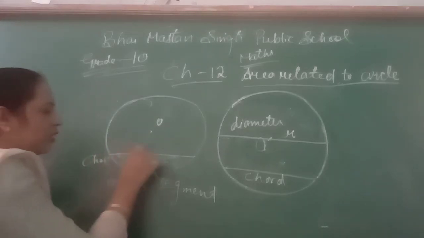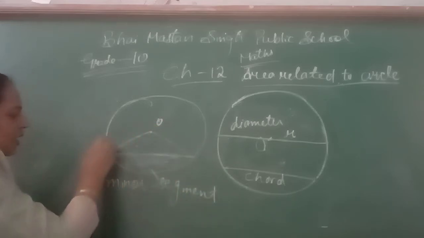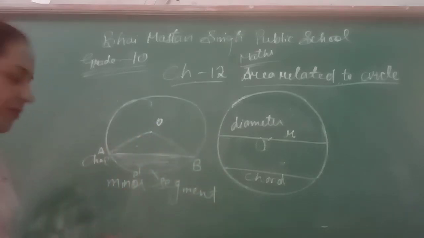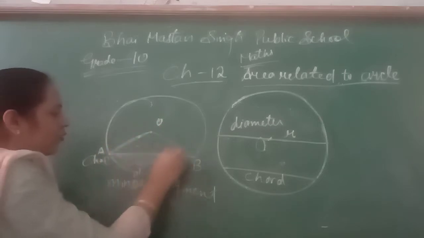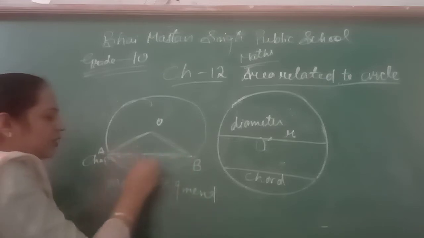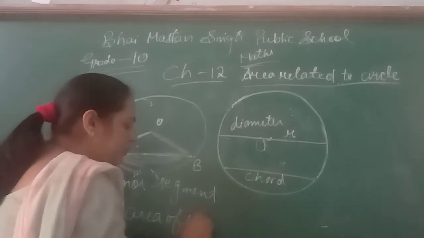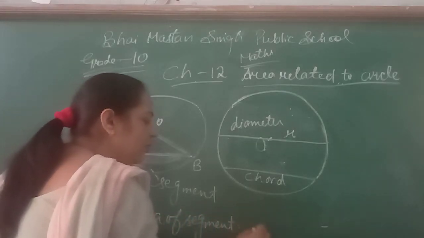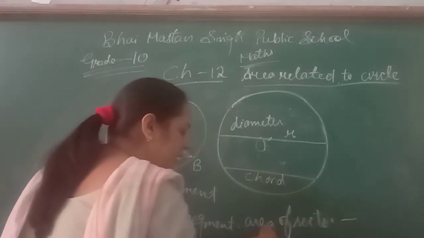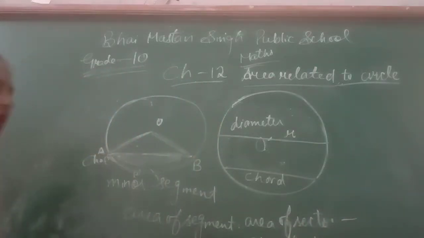How can we find out the area of the minor segment? Join this portion. So what is this portion called? OAPB is called a sector. If I subtract a triangle from the sector, the shaded portion remains. So the formula is: area of segment is equal to area of sector minus area of triangle.